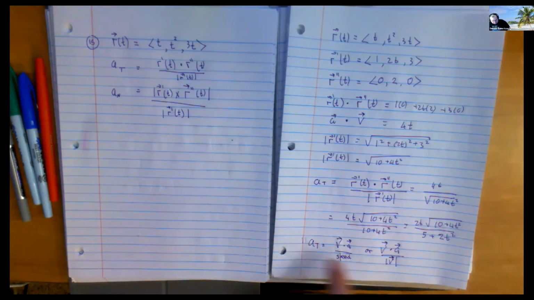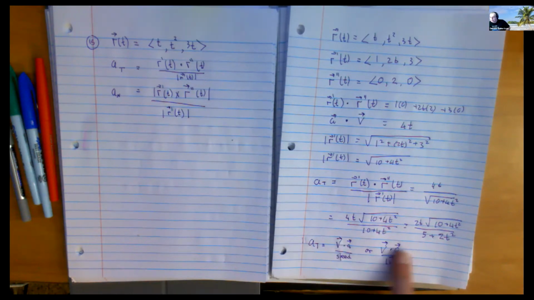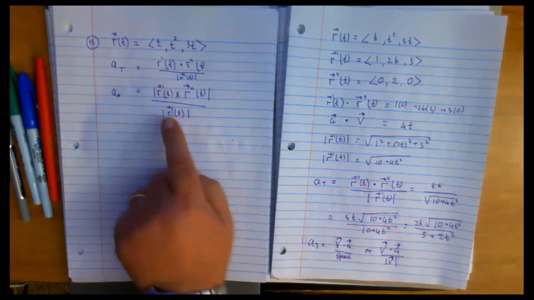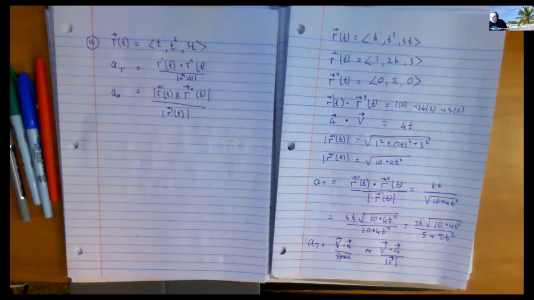Can the value of AT be negative? Could I get a negative number out of that? If I plug in t equals 5 or minus 20, could I get a negative number out of AT? Yes, it's possible. Can I get a negative number out of AN? No.